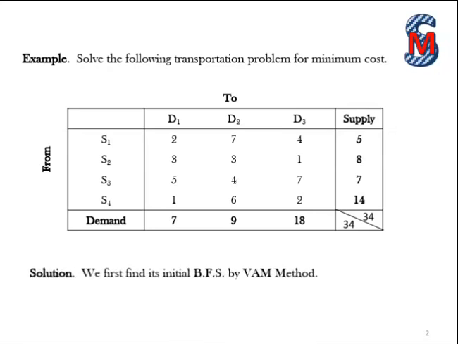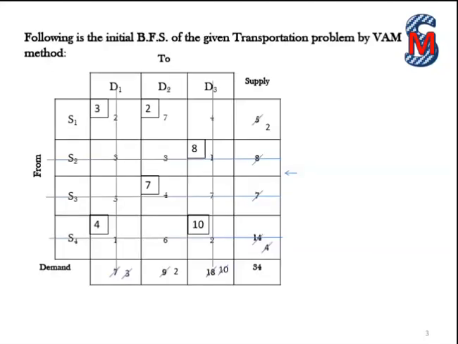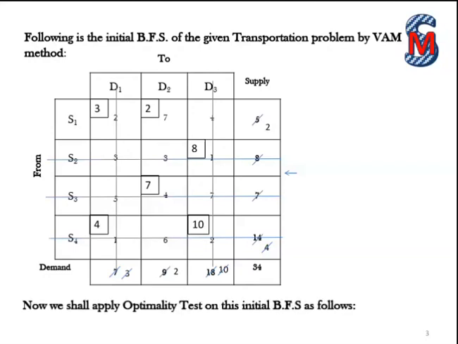So in order to solve this particular transportation problem for minimum cost, we should first find its initial BFS by Vogel's approximation method. Now, as in the previous video, we have already found its initial BFS by Vogel's approximation method. So following is the initial BFS of this transportation problem by VAM method. Now we shall apply the optimality test on this initial BFS as follows.